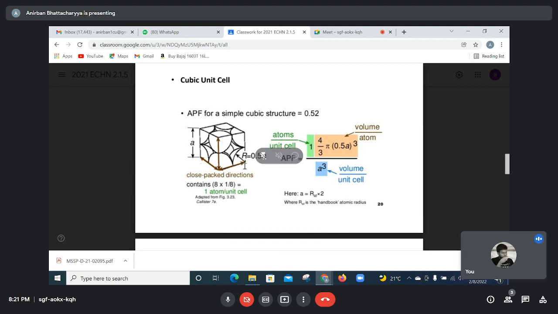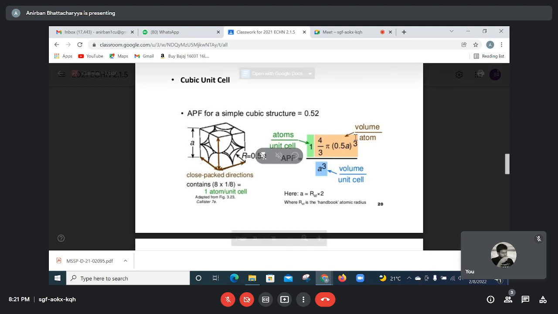2r. Okay, so how much are we getting? What is the total volume? It is a cubed, let us assume, the blue one at the bottom. And how much of it is actually solid? Number of atoms per unit cell is 1. And then 4/3 pi r cubed. r is half a. So you do the math, you get 52.52.